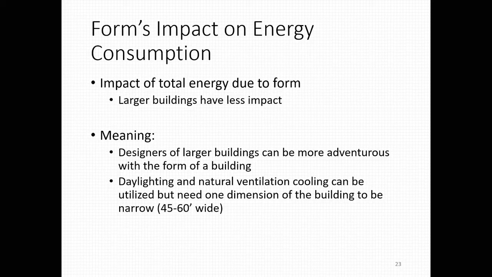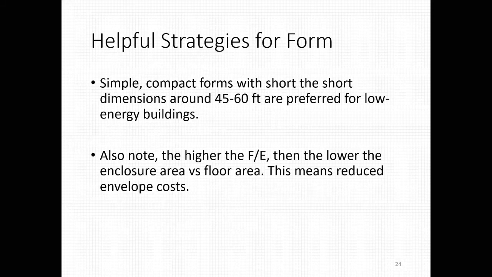Some of the interior spaces are not going to have as much airflow, but when you have just two rooms in a hall that separates them, and windows on the exterior that are exposed to that wind outside and to air movement outside, the air can travel more easily across those rooms. So, you can get some free cooling that way. So, simple compact forms with short dimensions, 45 to 60 feet, are preferred for low energy buildings.